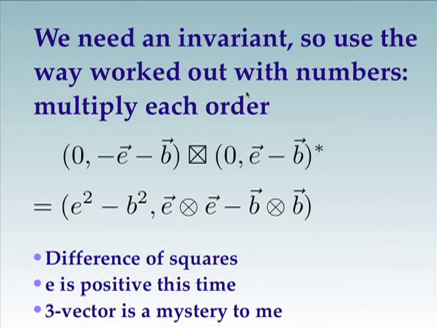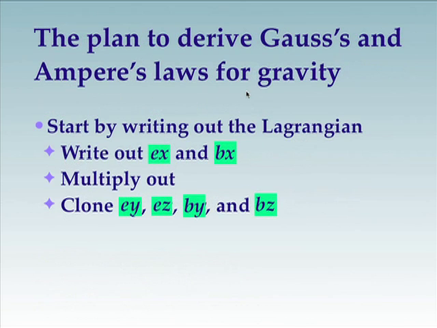So what should we do? Hey, why don't we get another one of these B squared things? The difference of two squares. And E is positive this time around. And again, there's a perfectly valid 3 vector out there that I'm not going to work with. It scares me. Okay. So what's our plan to derive it?